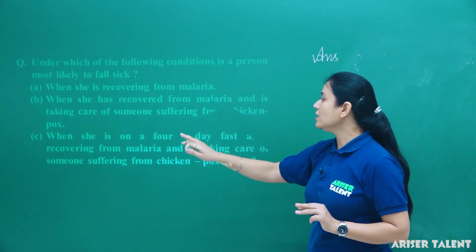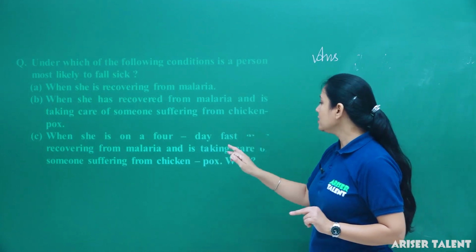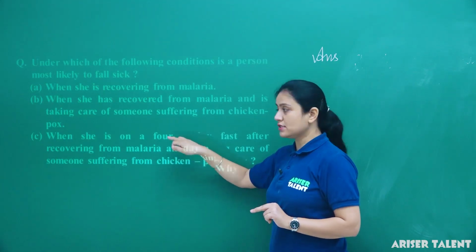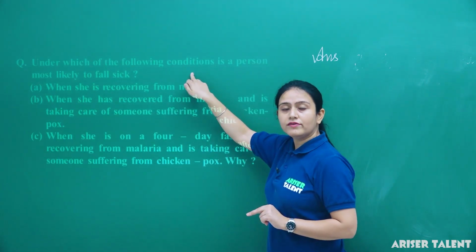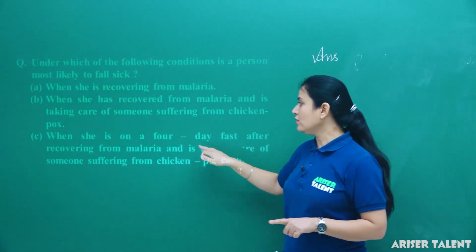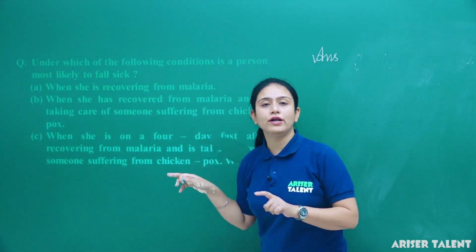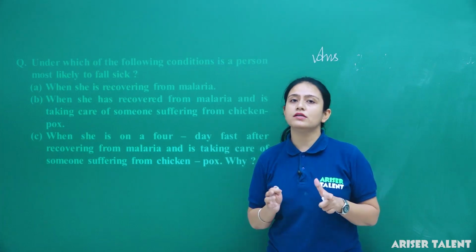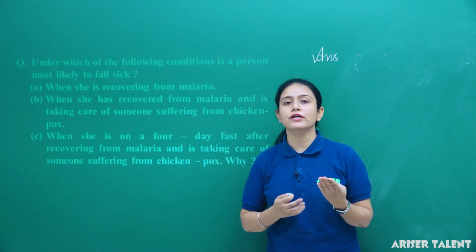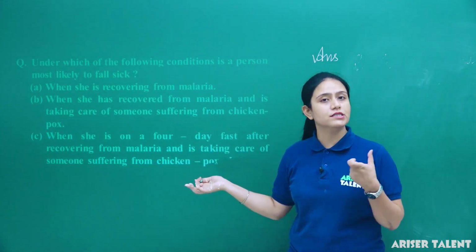Next is, when she is on a 4-day fast after recovering from malaria and is taking care of someone suffering from chickenpox. Now condition C is more suitable to the given statement. Why? Because she has just recovered from malaria, so her body is not functioning properly. Her organ systems are not functioning properly, and she is feeling sick because she is not taking a proper diet. Loss of appetite is the reason that her body is weak.